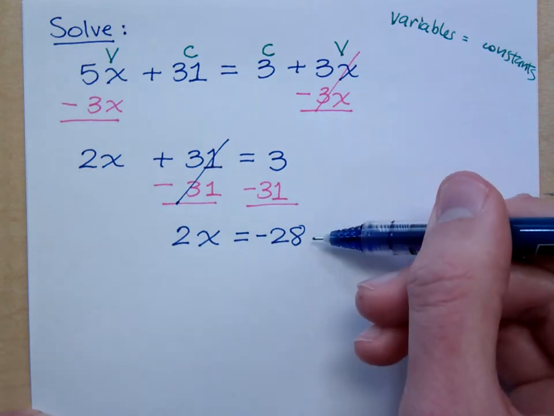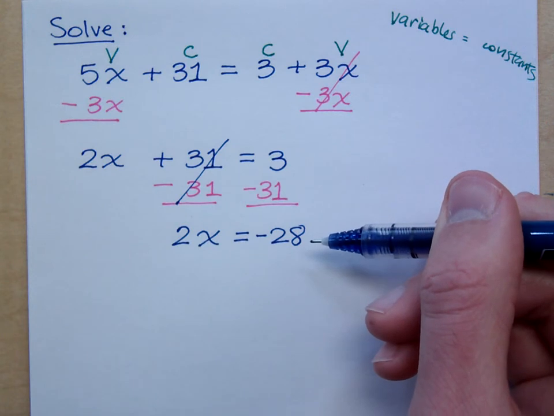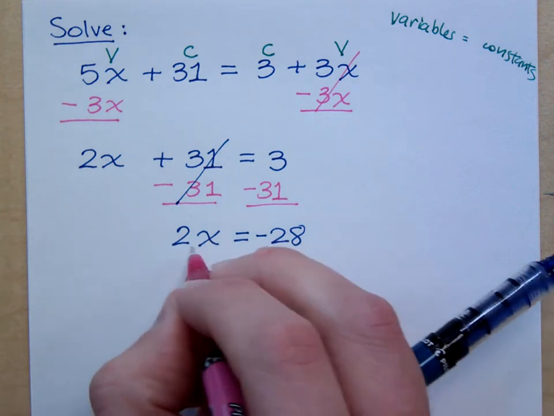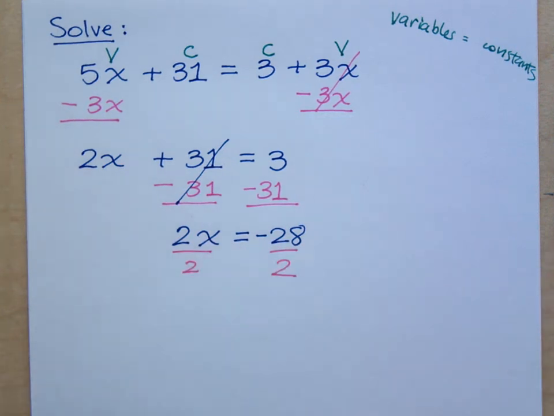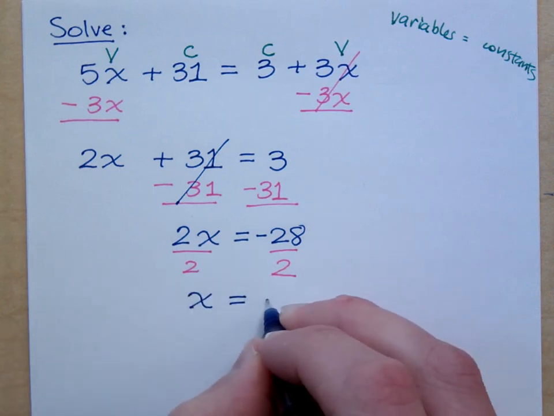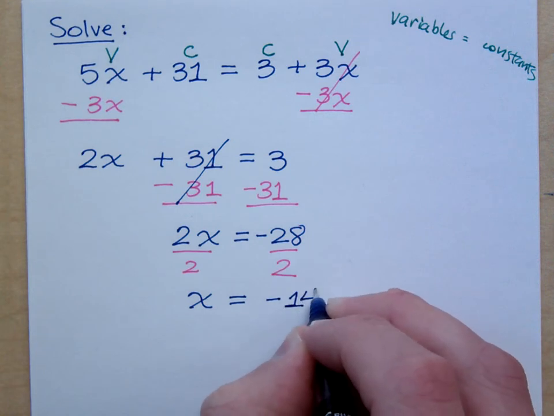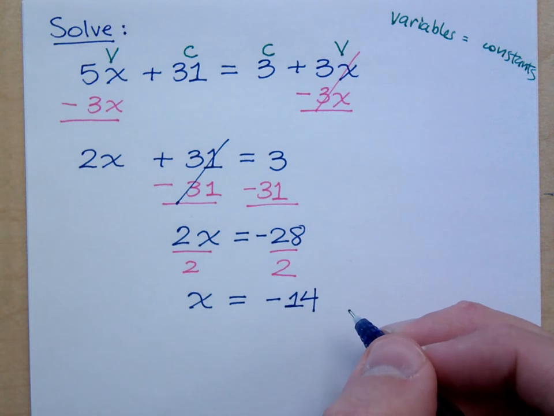Look at this guy. Now he's like an even simpler problem where we just had to get rid of the coefficient. How do I get rid of this coefficient of 2? I divide both sides by 2, which gives me x equals how much? Ooh, what's half of 28? There you go. It's negative 14.